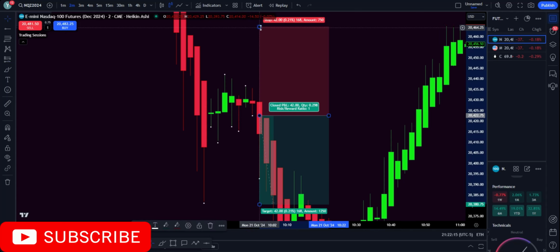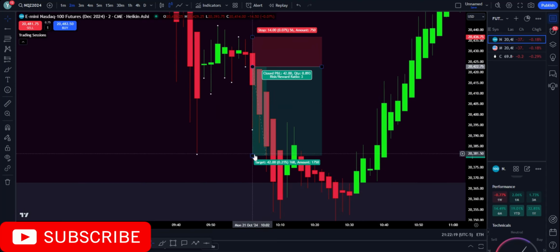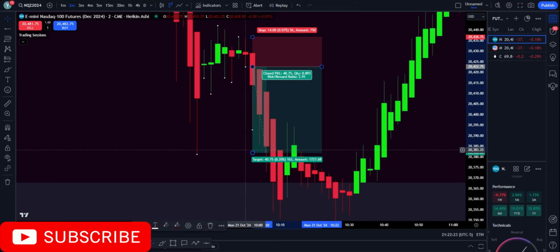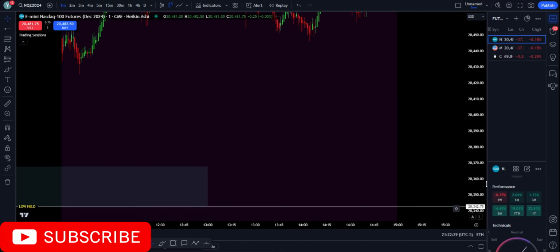So go right there, stop loss at the high of this candle. And quite frankly, you could have targeted this low over here, because if you look at the 1 minute, this would be a 0% on the fib retracement.